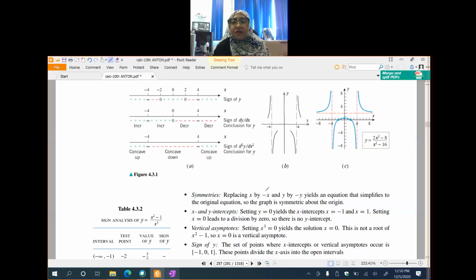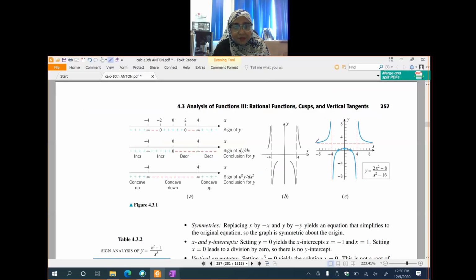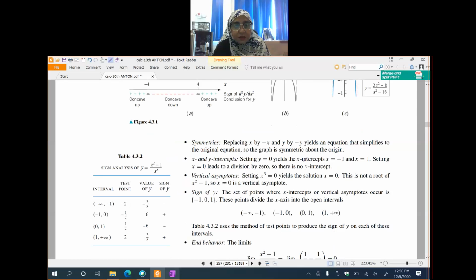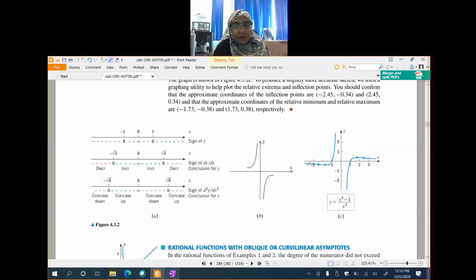For complicated or rational functions, you have to consider the vertical asymptotes. The vertical asymptotes are obtained when the denominator is equal to 0. And then obviously you have to check for the horizontal asymptotes as well to see the endpoint behavior. Okay, next.